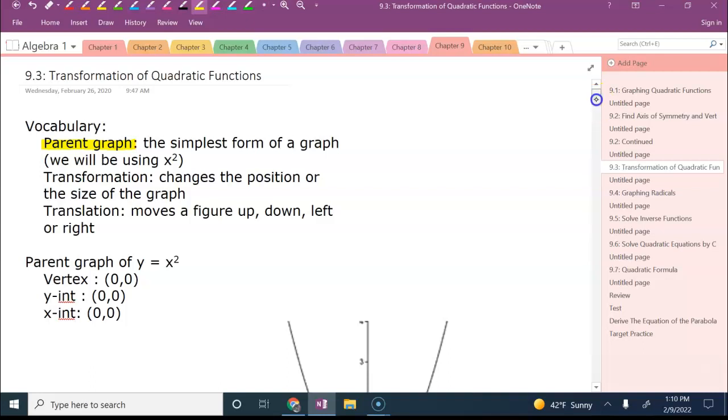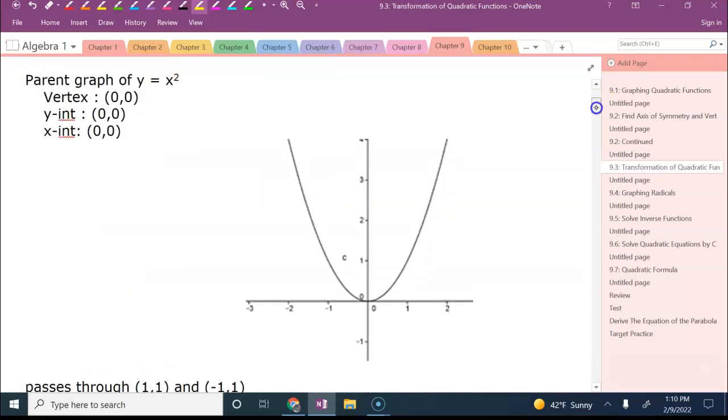Now, your parent graph for the quadratic, like I said, is y equals x squared. Okay, and these are some key points on the parent graph. So when we start doing our transformations today, all of these points are kind of where we're going to start, and we're going to use those to help us understand the movement of the graph. So the vertex of the parent graph is 0, 0, which would be at the origin. So that's right there. The y-intercept and the x-intercept is also at 0, 0.